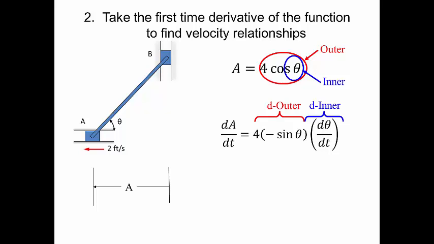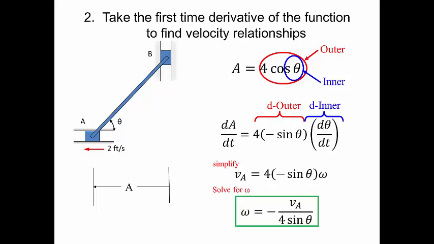We can simplify this by knowing that the derivative of A with respect to time is just a velocity in the x direction, and the derivative of theta with respect to time is our angular velocity, or omega. So we simplify the equation so that the velocity in the A direction is equal to 4 times the negative sine of theta times our angular velocity of the rod. If we solve for our angular velocity, omega, then we get omega is equal to negative velocity of A divided by 4 times the sine of theta.